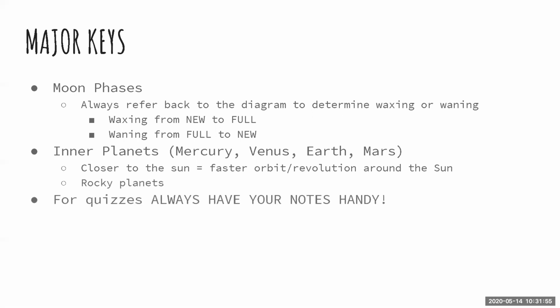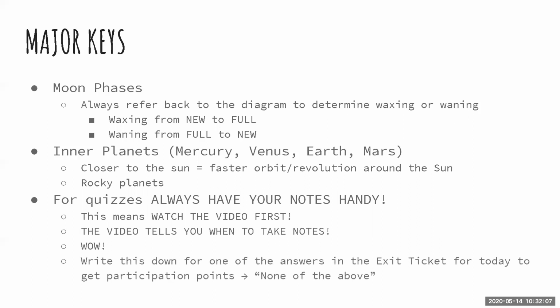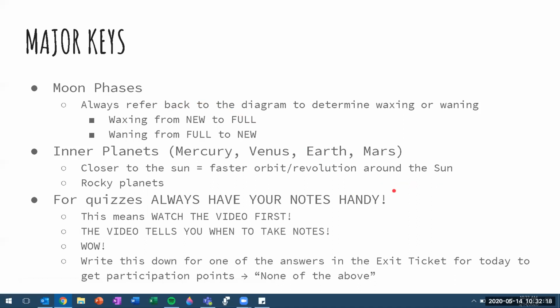For quizzes, always have notes handy, which means watch the video first. They give you the answers. And of course, write them down. Now, write this down for one of the answers on the exit ticket. Oh, to get participation points, the answer is none of the above. Make sure you select that when you see that question.